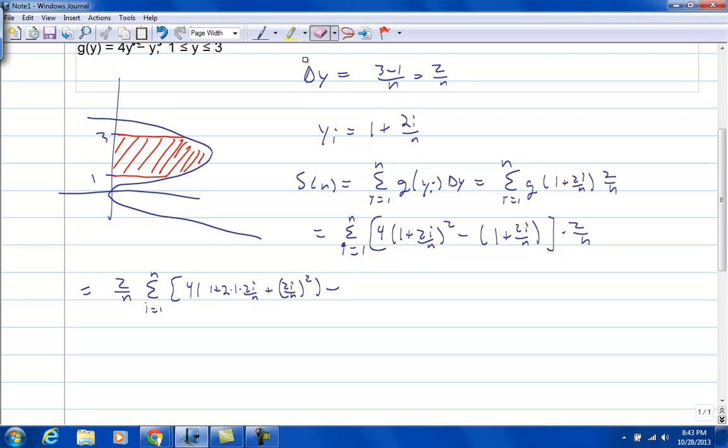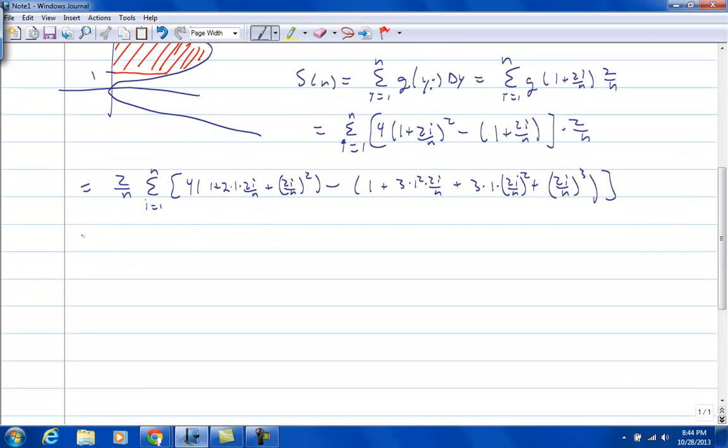So we have to do the binomial expansion for a cube. And that's 1 plus 3 times 1 squared times 2i over n, plus 3 times 1 times 2i over n squared, plus 2i over n cubed. So that's just a binomial expansion. Binomial meaning two terms.